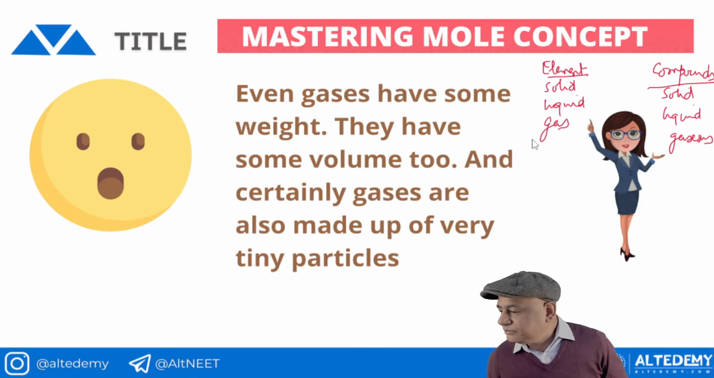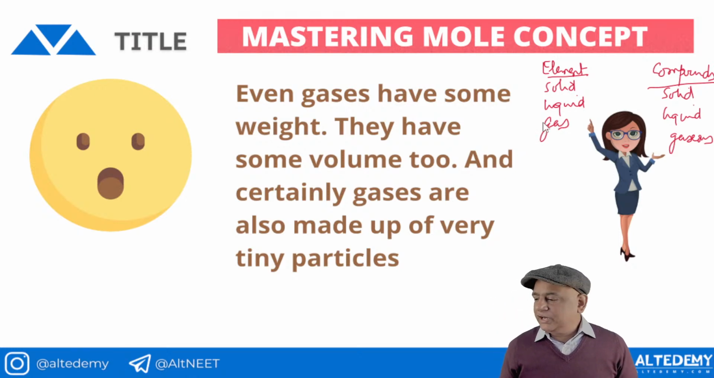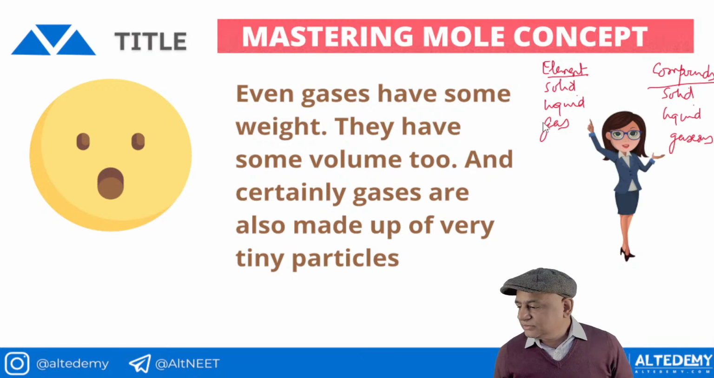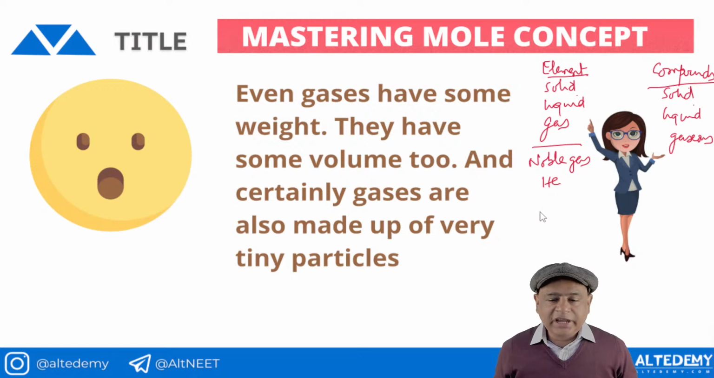We have some elements also which are in gaseous state. Can you name some of them? Anybody to respond? We have some elements like noble gases. Noble gases are found in elemental form. Yesterday I helped you in remembering the periodic table: helium, neon, argon, krypton, xenon, radon. These are noble gases and they are in elemental form.